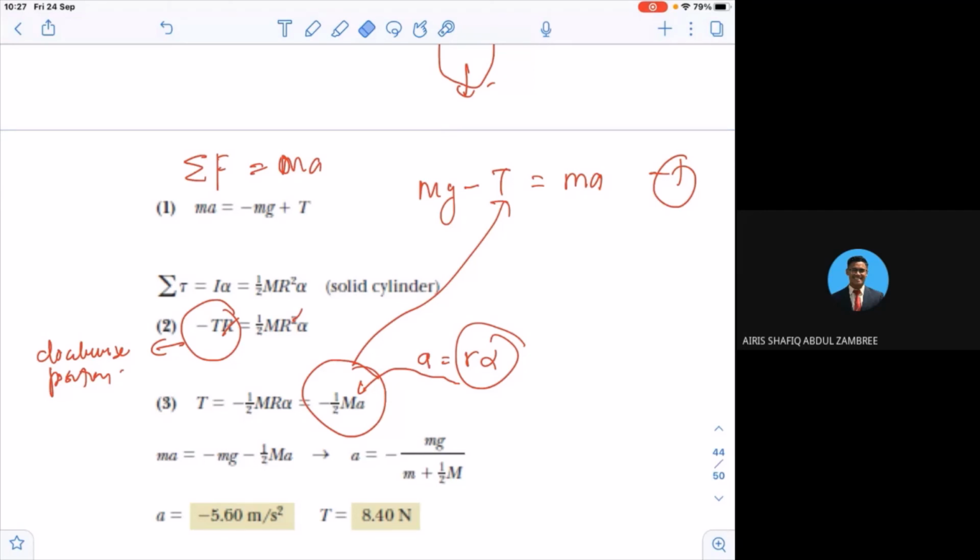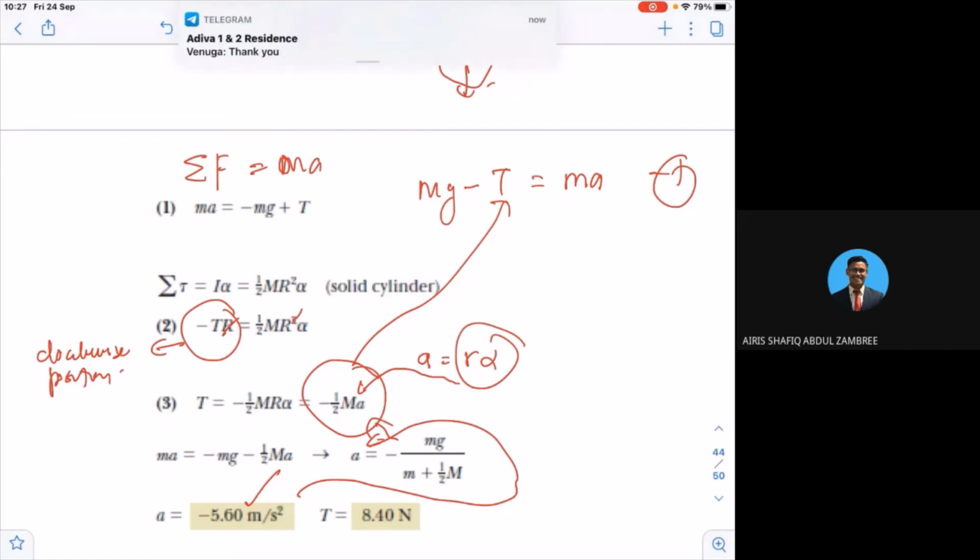So now we may eliminate, just left with the acceleration equals mg over m plus half m. Okay, and in the end you will get the value of acceleration that is equivalent to negative 5.6 meter per second squared. Substitute the a value into this part in order to get the tension. The tension is 8.4 Newton.